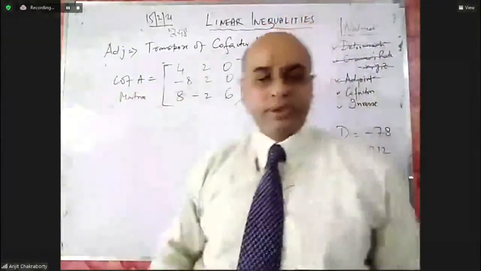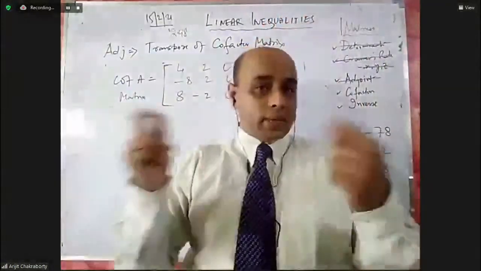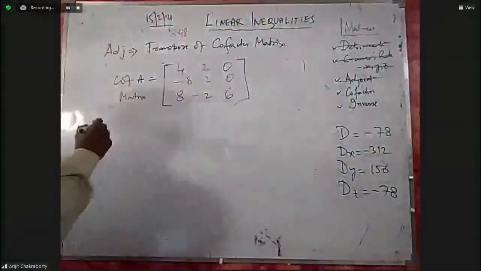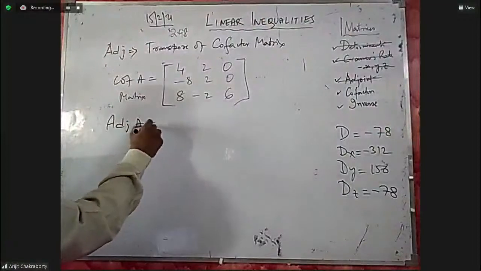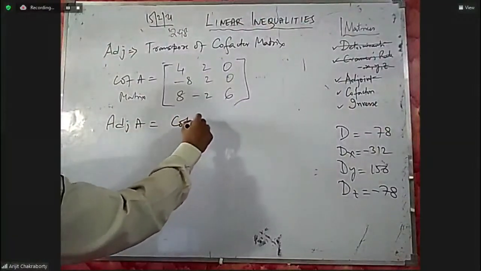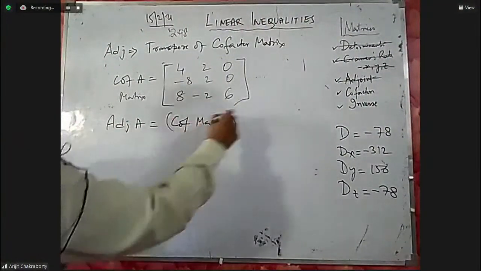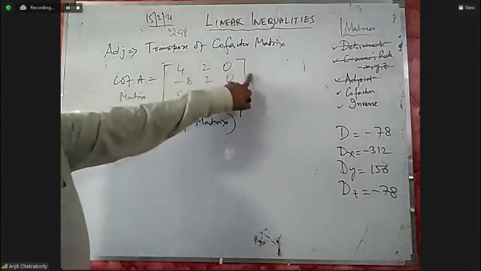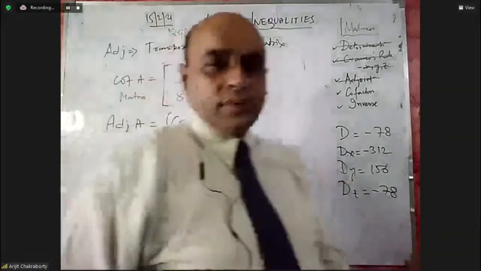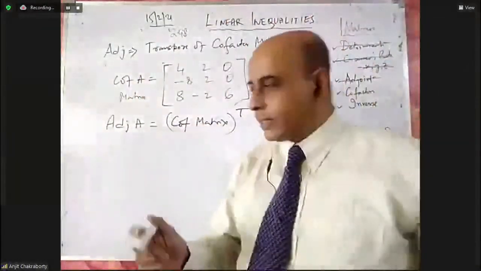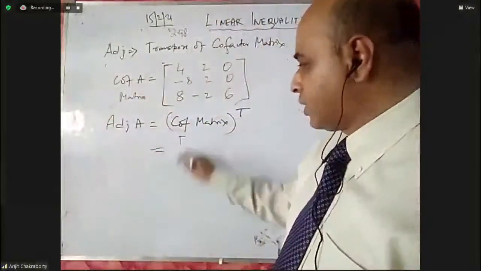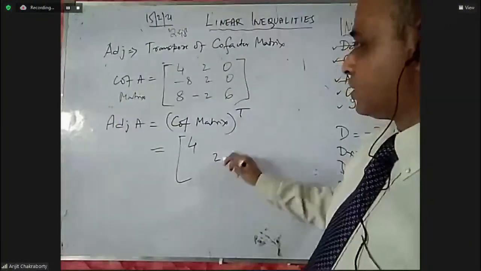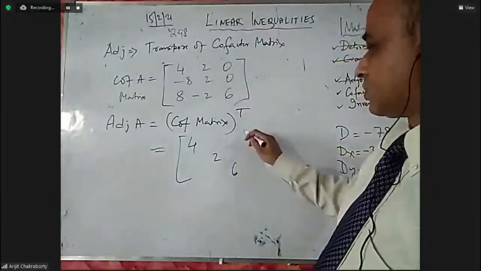If you take the transpose of the cofactor matrix, you will get the adjoint, because adjoint of A is equal to the cofactor matrix and the transpose of that. So we have got the cofactor matrix here. If you take the transpose of this matrix, you will get the adjoint. So I will create the transpose. 4 will remain as it is. This 2 will remain as it is. The diagonal remains as it is.